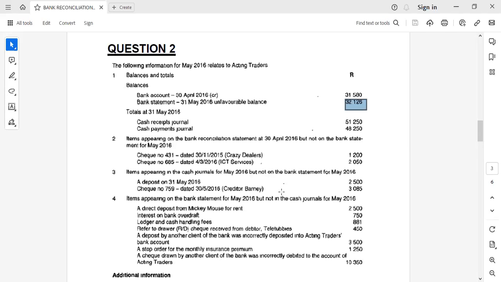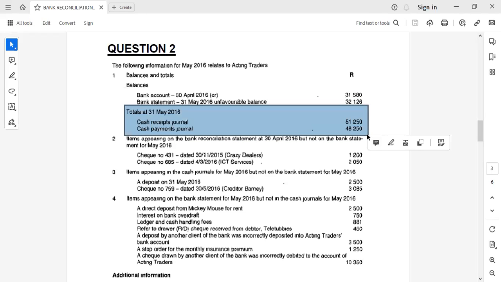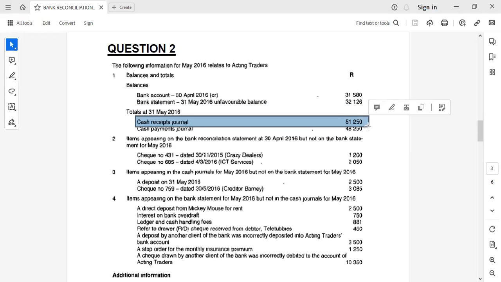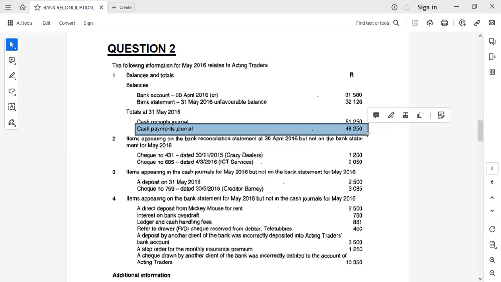Any questions on number one? I'm not yet done with number one. Then the totals. I think that's what my friend was asking there. The totals that are there before we receive the bank statement, those are the subtotals. So that 51,250 will be our subtotal for the cash receipts journal. And the 48,250 will be our subtotal for the cash payments journal. So the subtotals are the amounts that we have in our cash receipts journal and cash payments journal before receiving the bank statement.